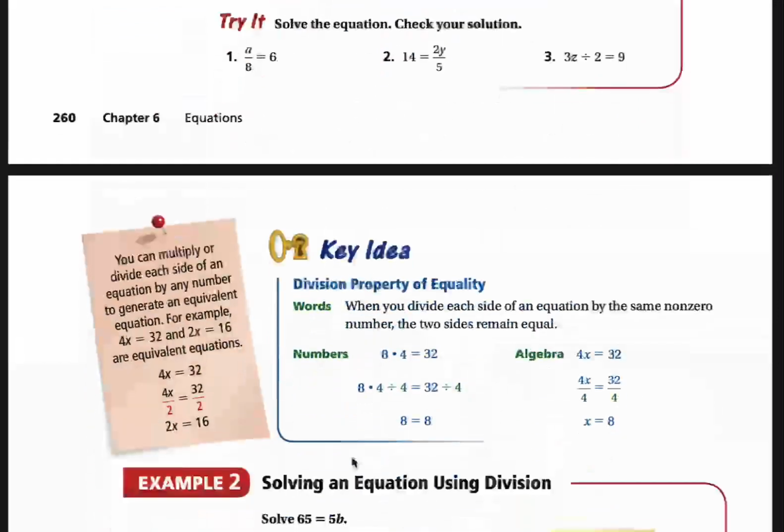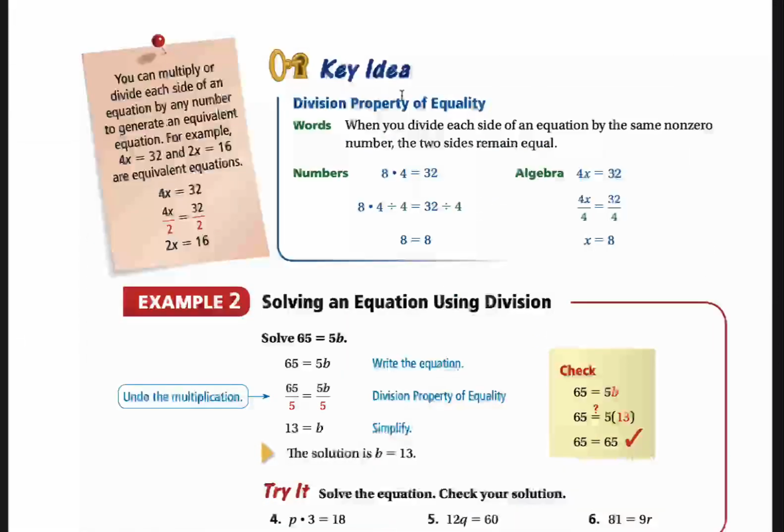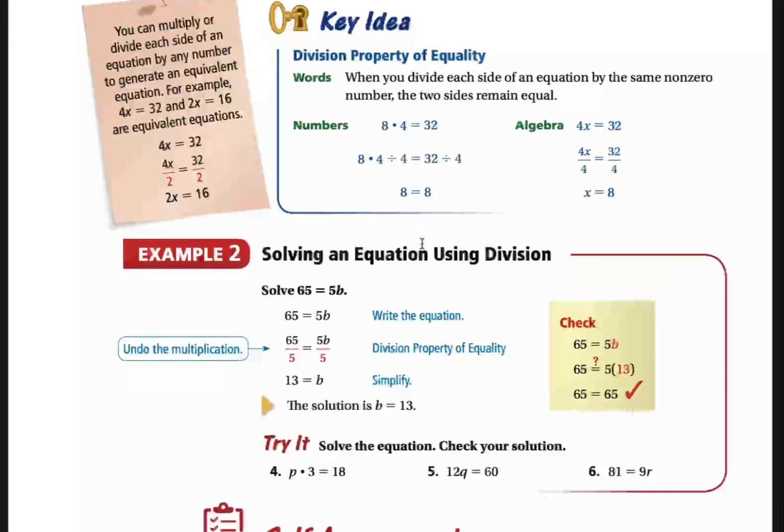Now we will move to the next part, division property of equality. When you divide each side of an equation by a number, the two sides remain equal. But of course, you cannot divide by 0. So for example, 4x equals 32. You can divide by 4 to remove the 4. And 4 divided by 4 equals 1, so it's x only on the left side. They undo each other, multiplication and division. And 32 divided by 4 equals 8.